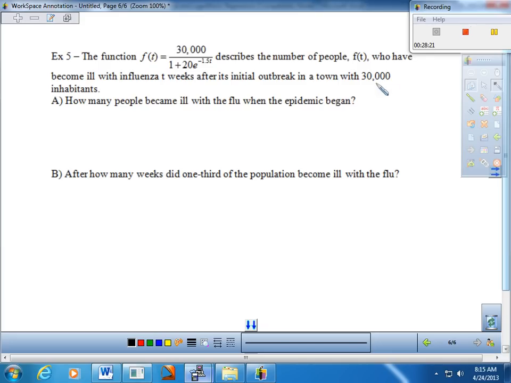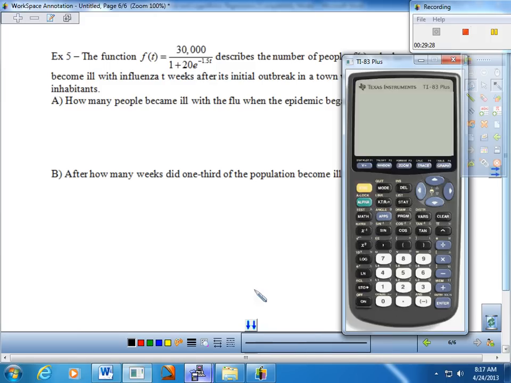Okay, so just letter A and letter B. Let's go ahead and do it. One, I'll give you the input, you give me the output, and the second one will switch. So letter A, how many people became ill with the flu when the epidemic began? This would be a t-value of 0, by the way. So just that would be the case. And let's just let the calculator do the work here, everyone. You just have to be a little careful with parentheses and stuff like that. But let's go back and pull this off.